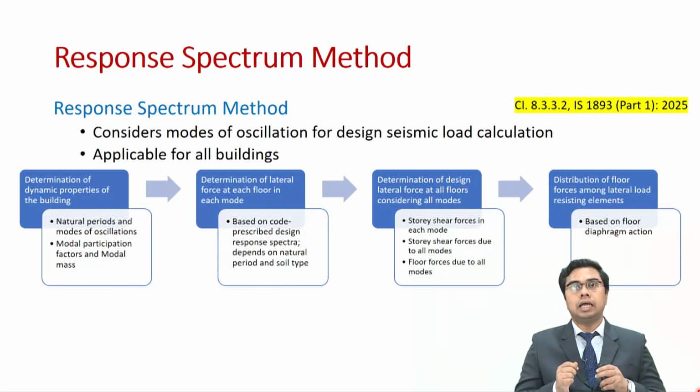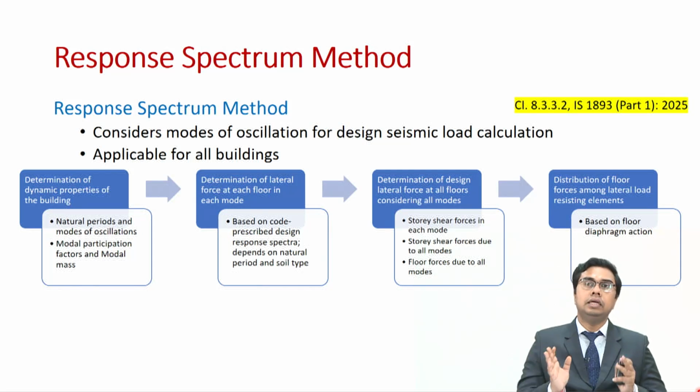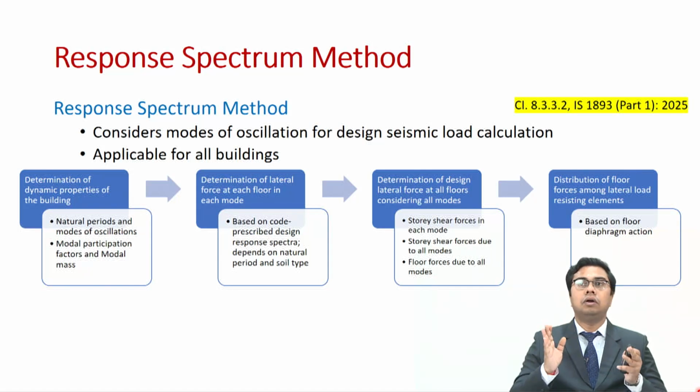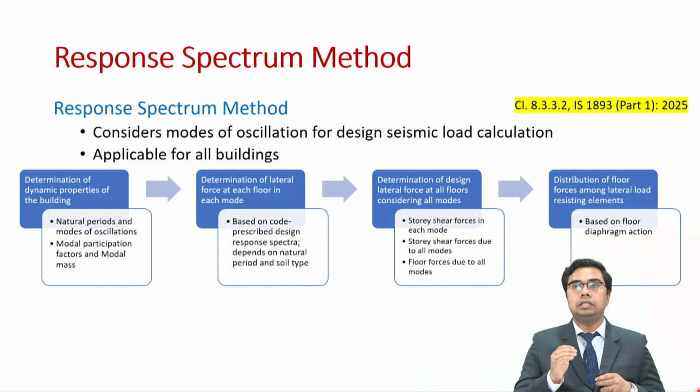After finding the dynamic properties of building, we were able to determine the lateral force at each floor in each mode. This was based on code prescribed design spectra, which depends on natural period of the structure and soil type, that is the site classification. After finding the lateral force at each floor in each mode, we combine different modes to find the lateral force at each floor considering all the modes. After finding these, we are able to distribute the floor forces among different lateral load resisting elements based on floor diaphragm action.